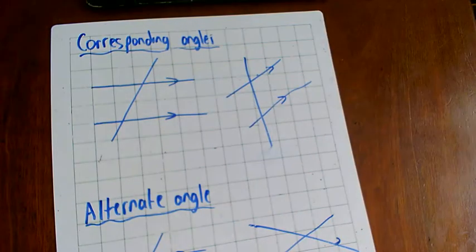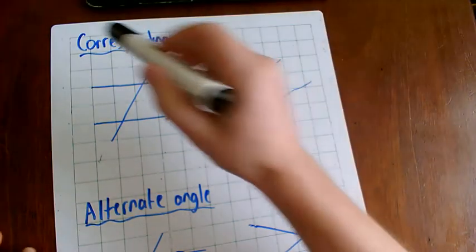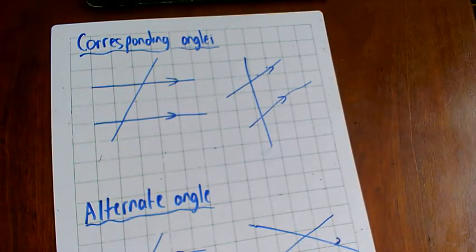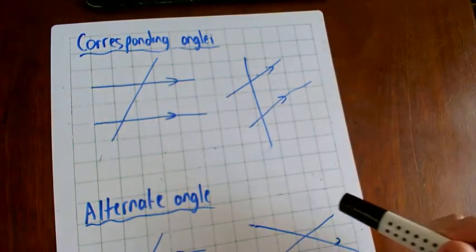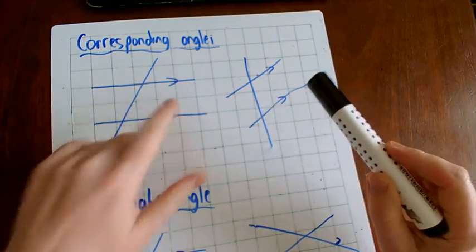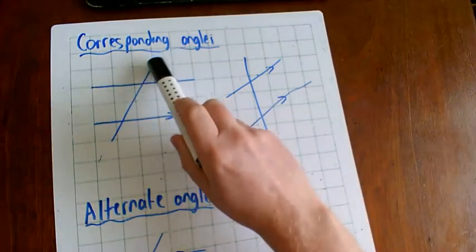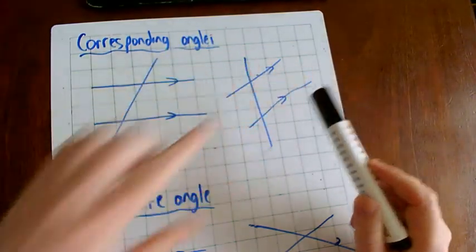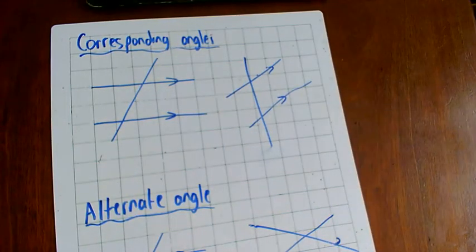Okay, right, I want you to take down these notes. The first one is corresponding angles. So a little subheading, corresponding angles. What I've drawn here are two diagrams, and I'll do two for each of these. I've drawn two parallel lines, and look at the arrows to show they're parallel lines. And I've drawn a line through them.